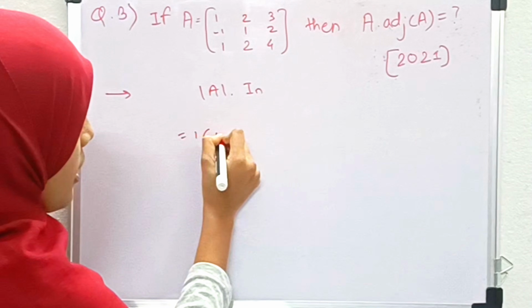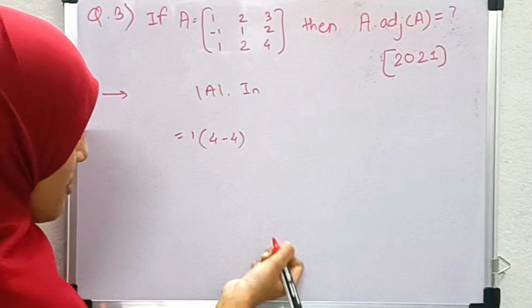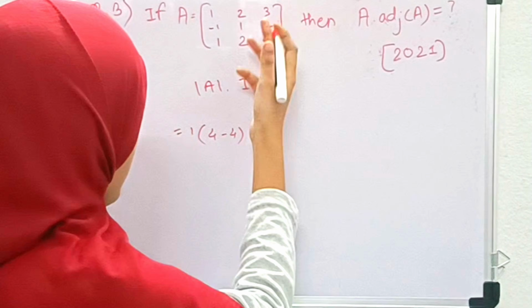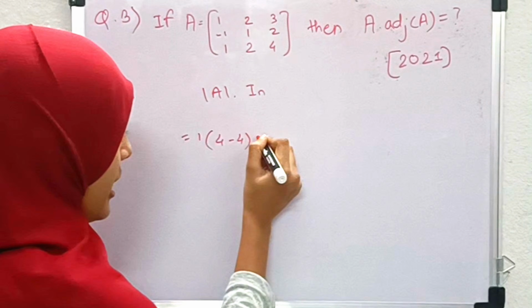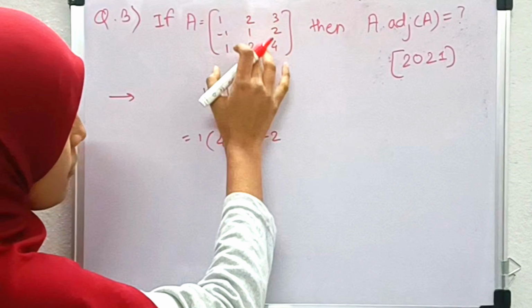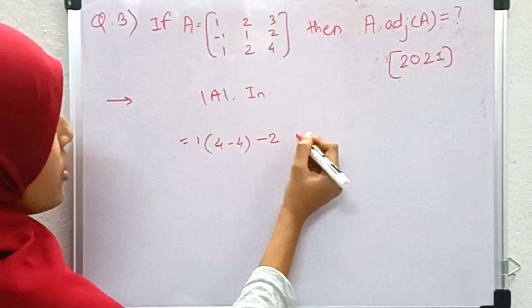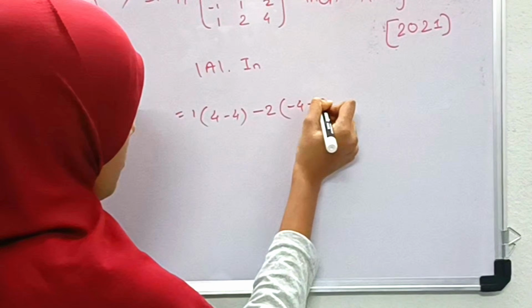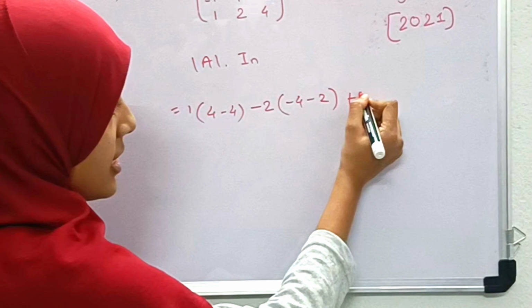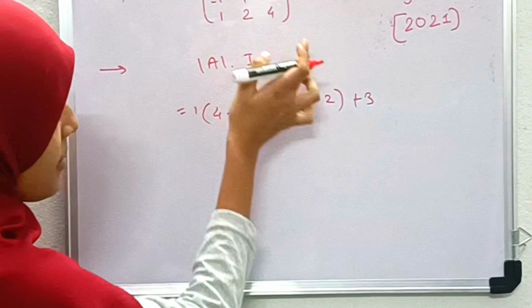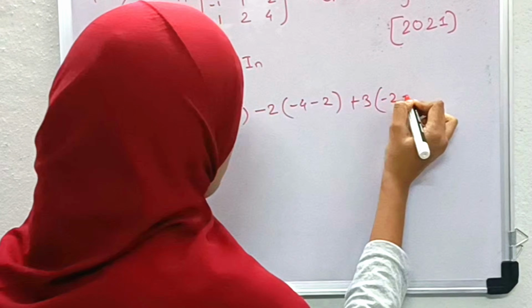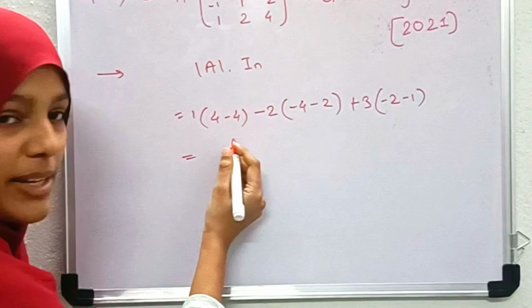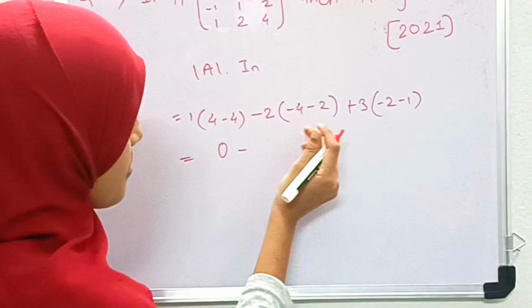4 ones are 4 and 2 twos are 4. 4 minus 4 will become 0. This is the middle term, so we will take the minus sign. Minus 2 will be as it is. Minus 1 into 4 is minus 4, so the sign is minus, and 2 ones are 2. Then we will take plus 3 and multiply this: minus 1 into 2 is minus 2, minus 1. So let's solve this. This will be 0, and this is minus.